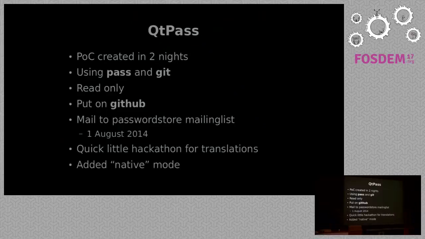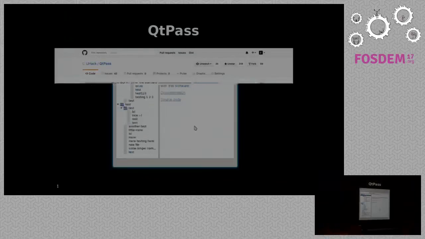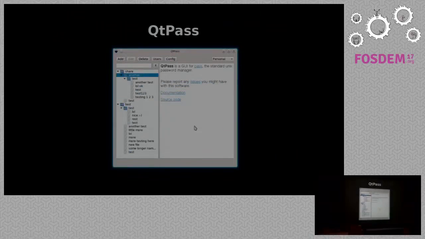Oh yeah, I added native mode, so you don't need Pass. For example, on Windows, you can't run bash scripts properly, but you can use Git and GPG, so I added a native mode. Put it on GitHub, which by then didn't look as busy as now. But I thought, well, that's about it. Just made a nice thing.